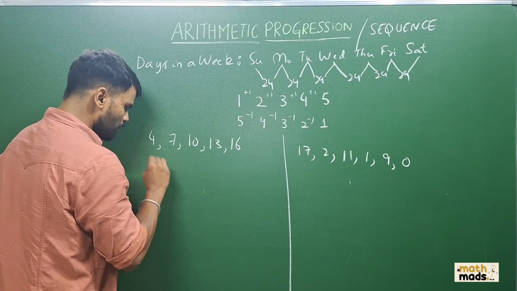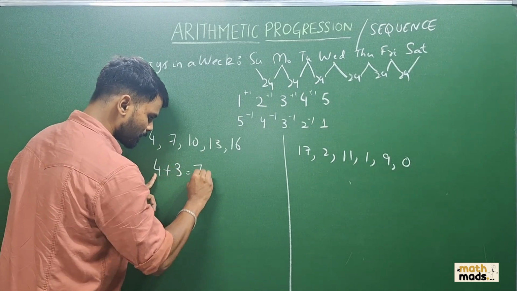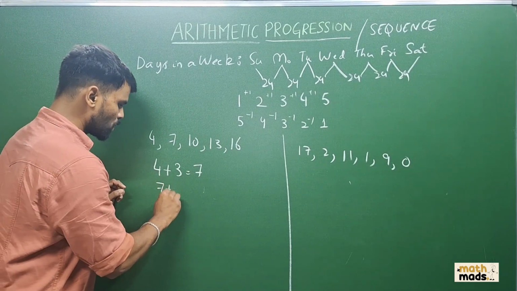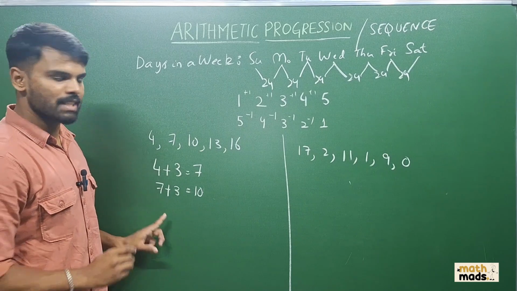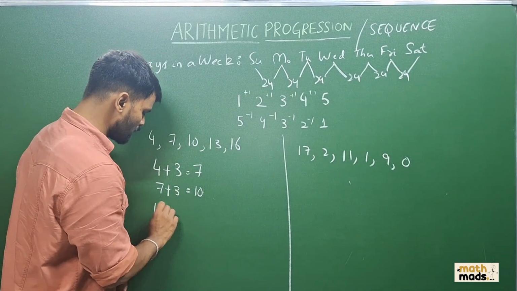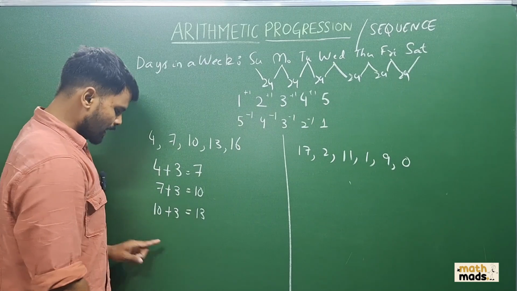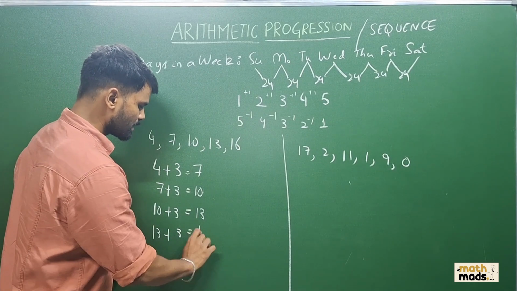So, for 4, if you have to get 7, you are adding 3. You are getting 7. I will take the number 7 here. For 7, you are adding again 3, you are getting 10. I will consider this 10 here. For 10, if you are adding 3, you are getting 13. Again, take the number 13 here. For 13, if you are adding 3, you are getting 16.